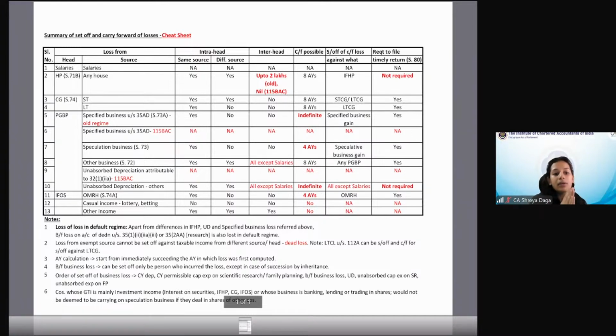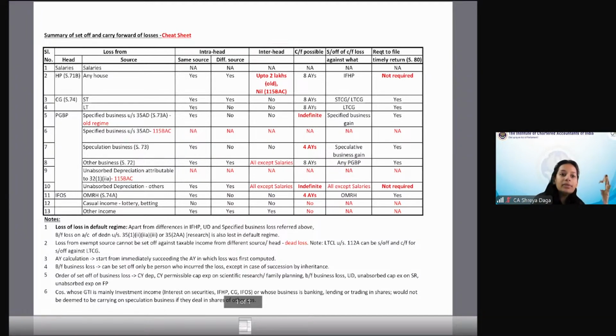So if your unabsorbed depreciation relates to the additional depreciation which could not be used, then it is not relevant in the default regime. You should not get it. Therefore, you will not even get the loss set off and carry forward provisions. But if you have unabsorbed additional depreciation under the old regime, you can use it like any other unabsorbed depreciation. That is point number 9 and 10. Point number 9 relates to unabsorbed additional depreciation under section 32(1A).